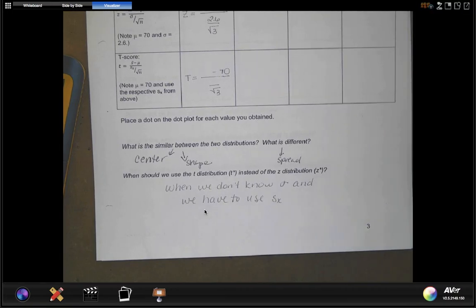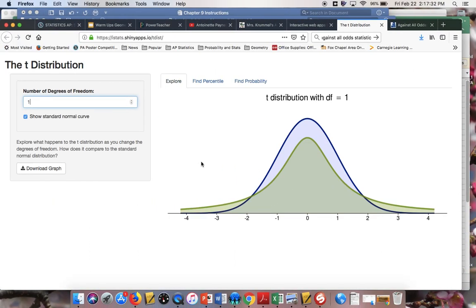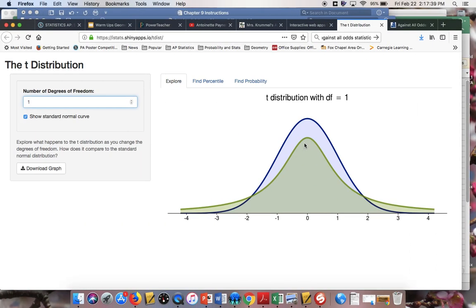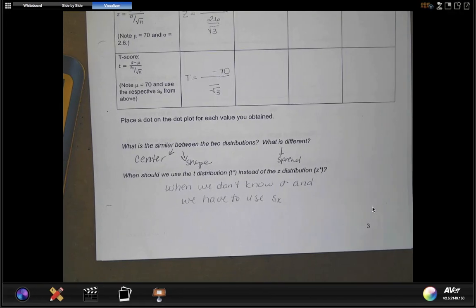So the t distribution and the standard normal curve, I'm not talking about any normal curve, I'm talking about the standard normal. Their shapes are the same. You notice they're both bell-shaped. This one is a little bit shorter, right? And their spreads are different though. The t distribution is more spread out because it's shorter. There's more area in the tails.